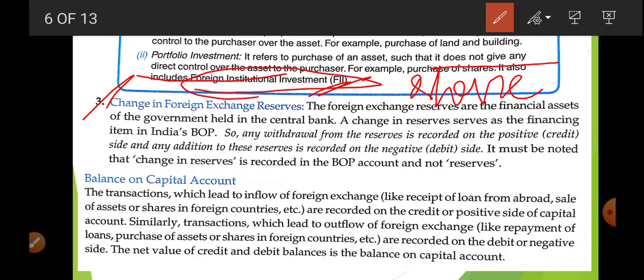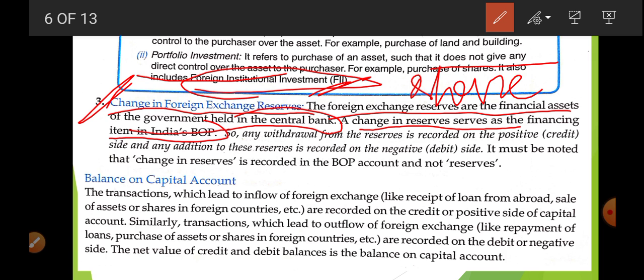Now the third part of capital account is change in foreign exchange reserve. Okay, we know now who is the custodian of foreign exchange. So RBI, or the central bank of a country, is custodian of foreign exchange. If you talk about India, RBI, Reserve Bank of India, is custodian of foreign exchange reserve. Okay, so the foreign exchange reserves are financial assets of the government held in the central bank. A change in reserve serves as a financial item in BOP.